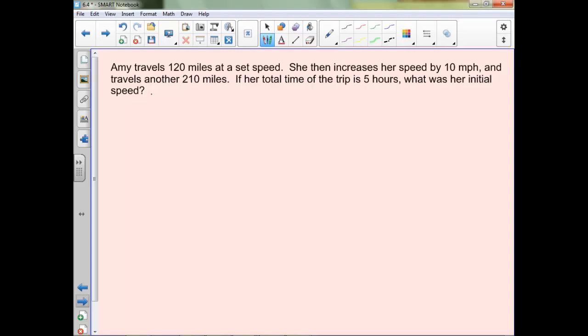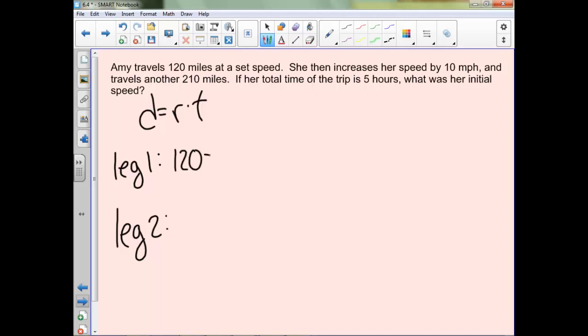We are going to be using the formula distance equals rate times time. And we're going to look at leg 1 of the trip and leg 2 of the trip. The first part, she's traveling 120 miles, so that's our distance. We don't know what her rate is, and it's for a certain amount of time.